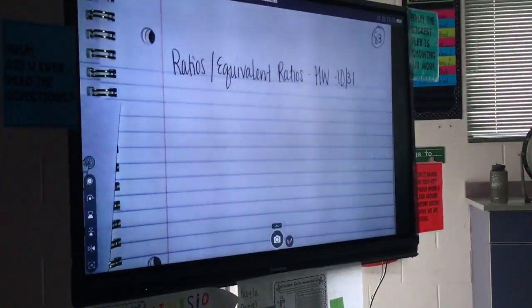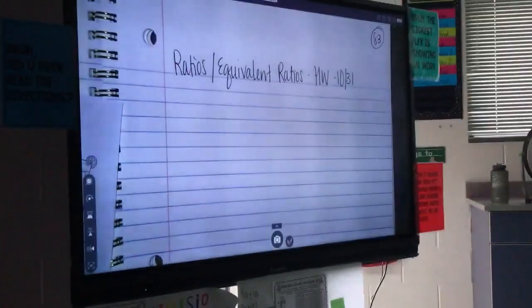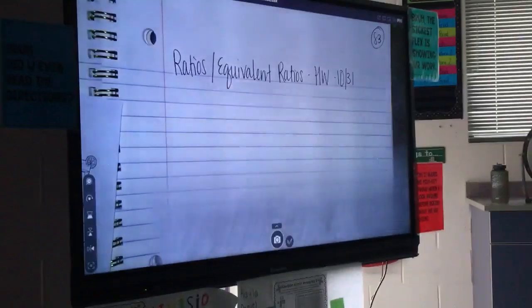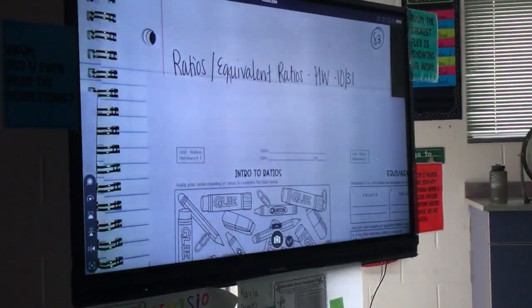All right. Please make sure that you title the next blank left page ratio/equivalent ratios homework and get this sheet out. The one that I pass out to everybody.